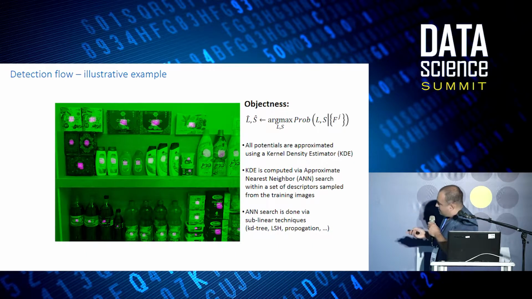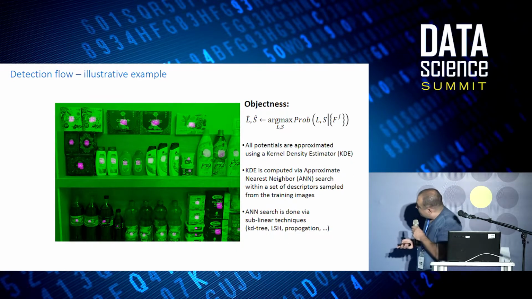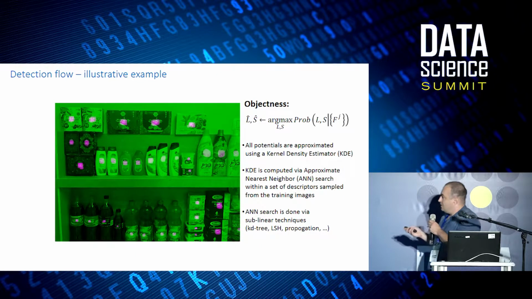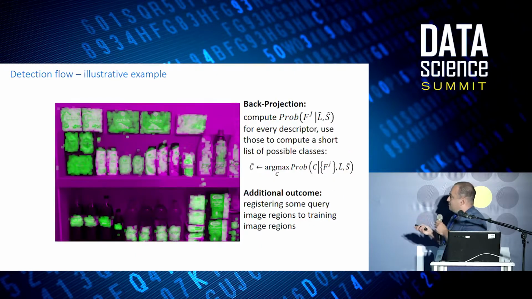So there are some details here on how we do it. We use some sublinear search methods. We are using either KD-trees or locality sensitive hashing with some propagation algorithm. I suggest you go to the paper for more details. I can't really explain all the details here, but just to give you a feel of the thing.